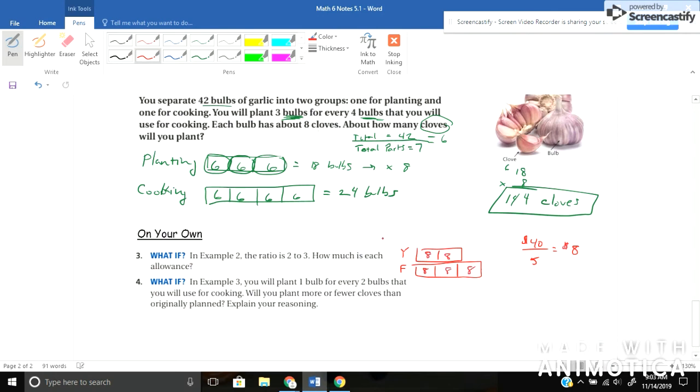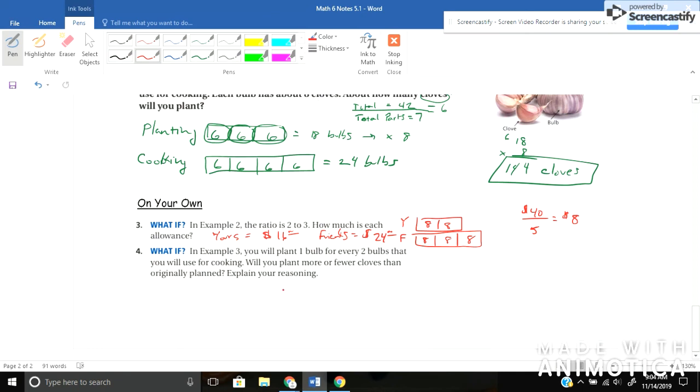So 8 times 2, your allowance will be $16. And your friend's, 8 times 3 here, would be $24.